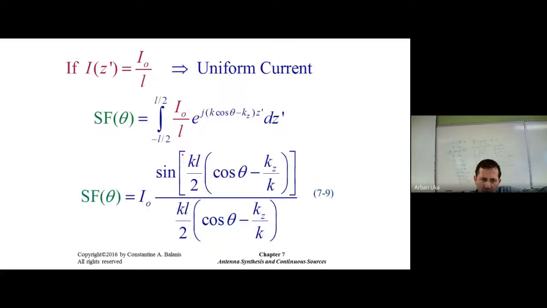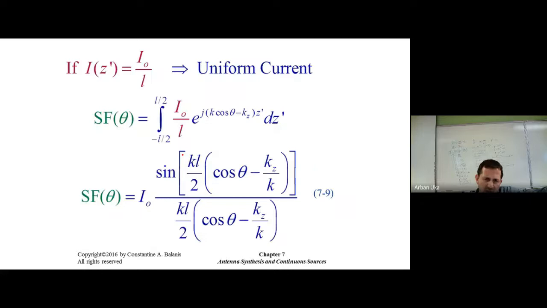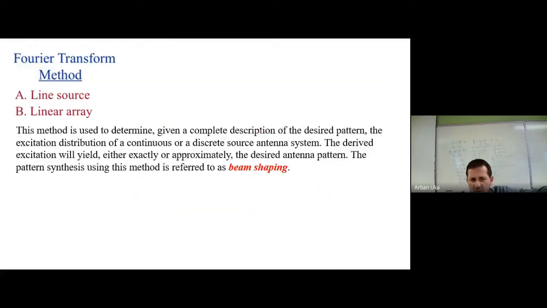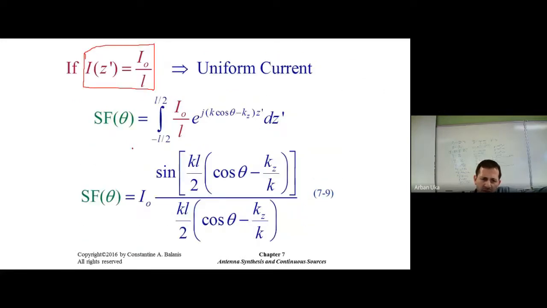So, let's go a little back. We said that we wanted to calculate the space vector, and the space vector is described by this function. Whenever we have a uniform current, for example, Iz prime is equal to Iz divided by L. This is a constant value. If we take this integral, we find this expression.